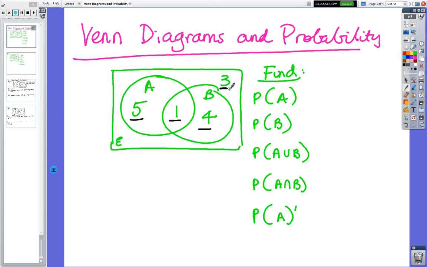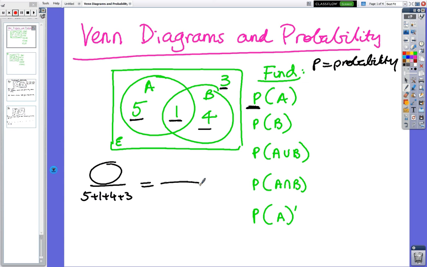What we have to do first is, if it's got a probability, P means probability, we have to divide by how many things are possible. So the total number is 5 plus 1 plus 4 plus 3, which is 13. Whatever the answer is, it's going to be over 13. So that's the first thing you do: add up all the numbers.